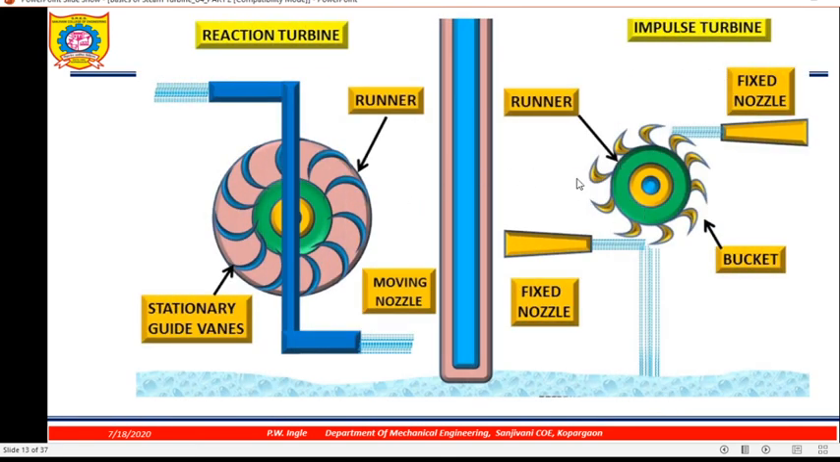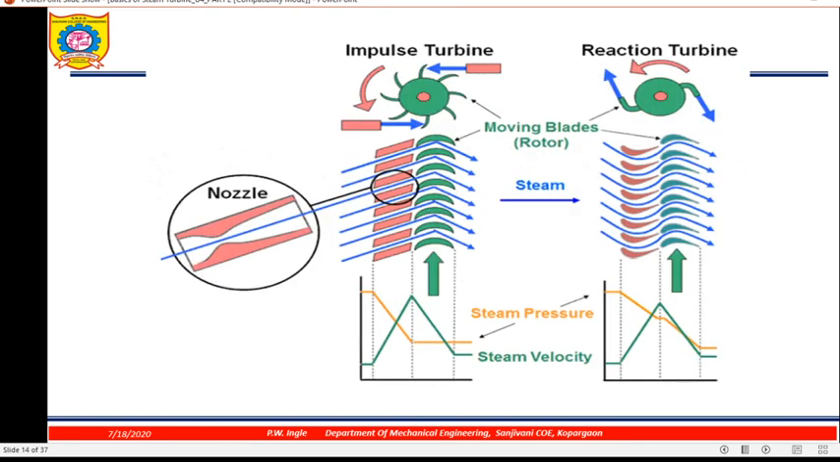Now this diagram shows the difference between impulse and reaction turbine. Okay, so this is a fixed nozzle, then this is the runner, and these are the buckets. So here it is the runner, moving nozzle, stationary guide vanes. This diagram shows the difference between impulse and reaction turbine. So in the next lecture, you can see here the pressure velocity change. I already told you that in an impulse turbine pressure remains constant. Here pressure is reducing continuously. Okay, this shows that pressure is reducing continuously.